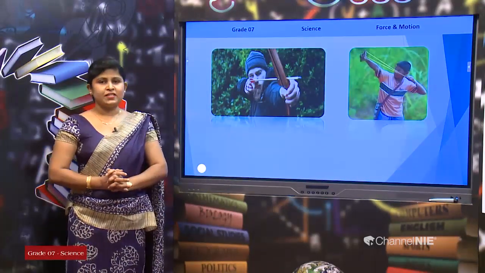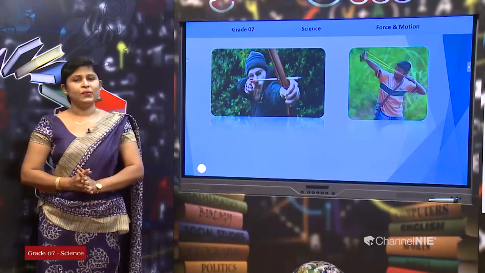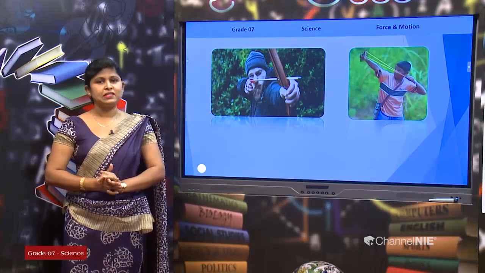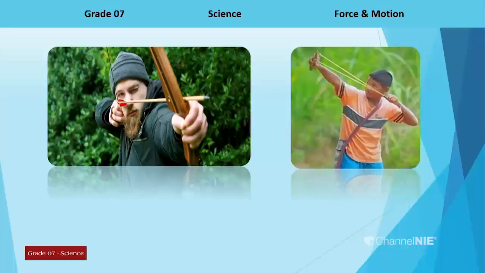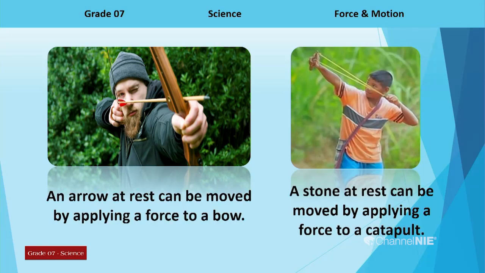Look at the pictures given on the screen. I think you can easily identify the pictures. The first picture is showing you how an arrow which is at rest is moved using a bow. An arrow at rest can be moved by applying a force to a bow. By applying a force to the bow, the arrow can be moved.